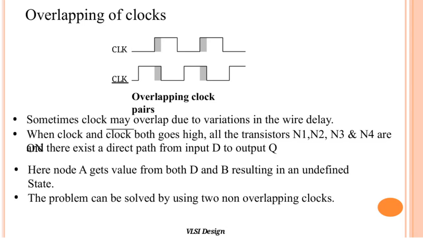Here, we're looking at the issue of overlapping clocks in VLSI design. Sometimes, due to variations in wire delay, two clock signals can go high simultaneously. When this happens, all the transistors labeled N1, N2, N3, and N4 turn on at the same time. This creates a direct path from the input D to the output Q. As a result, node A receives conflicting values from both D and B, which leads to an undefined or unstable state.